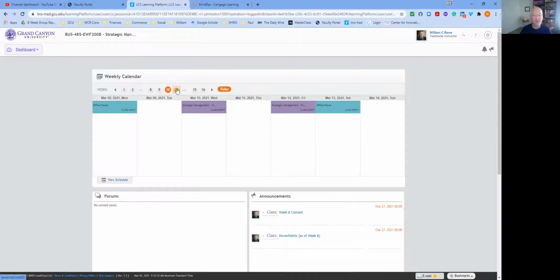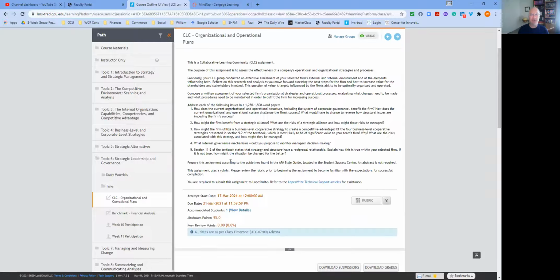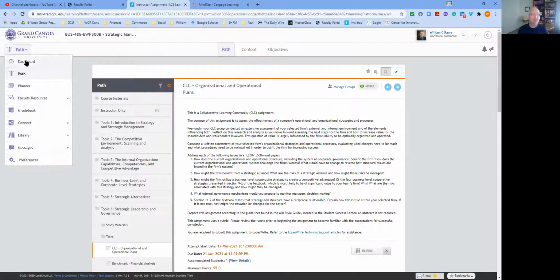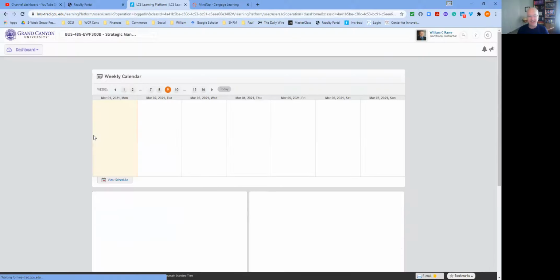Next week, you have no deliverables. But keep in mind that the following week, so 2 weeks from this coming Sunday, you're going to have 2 papers that are due, 2 essays, two deliverables. One is a CLC assignment, one is a benchmark on financial analysis. The CLC is, I believe, your risk, organizational operational plans. Okay, so we'll cover those more when we get to it. For now, concentrate on this week's assignment and be in class, and we'll have a good time.